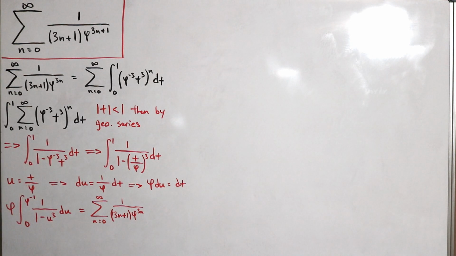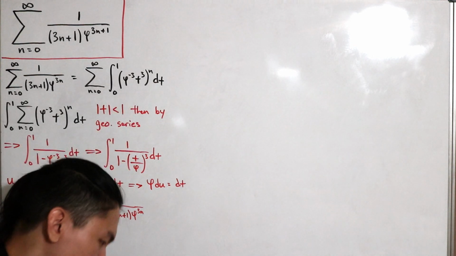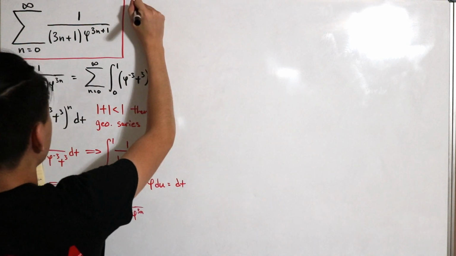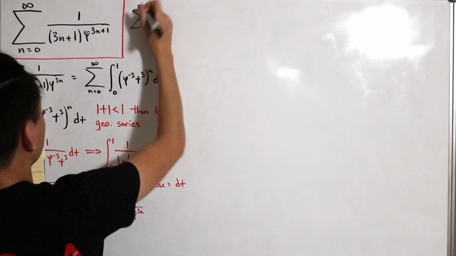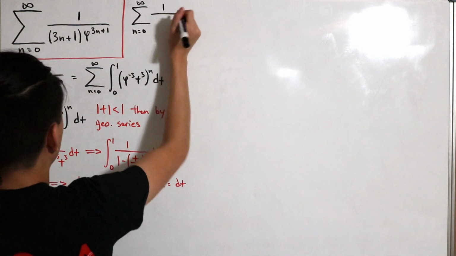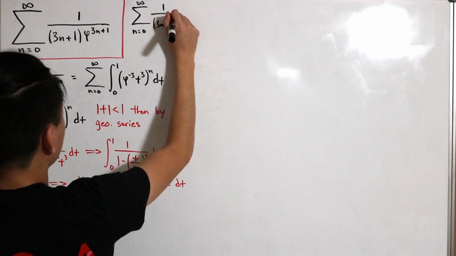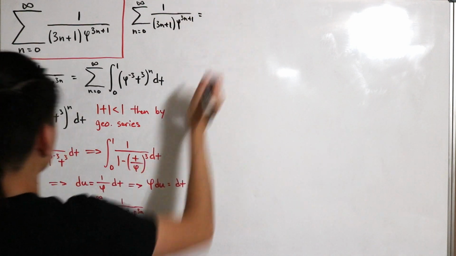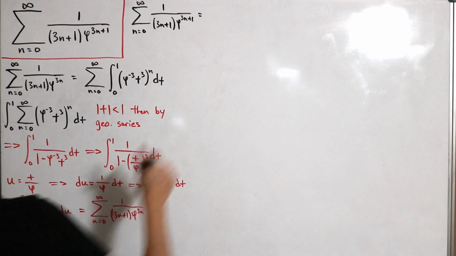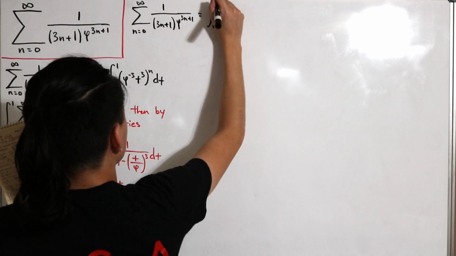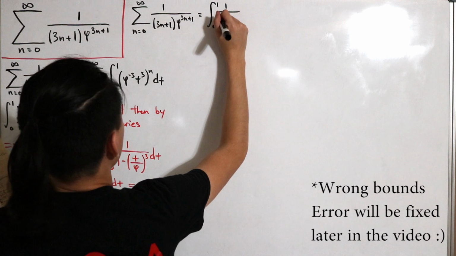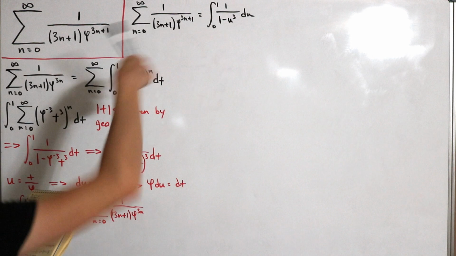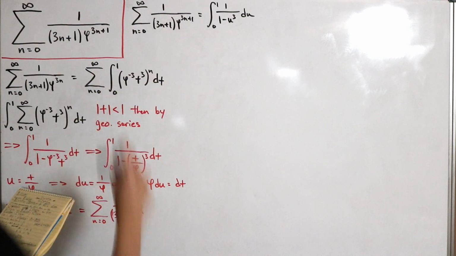And so therefore we can see that the integral we want to evaluate is specifically the problem that we are trying to solve. The infinite sum from n equals 0 of 1 divided by 3n plus 1, times phi to the power 3n plus 1, is simply equal to this integral, but without the phi constant: the integral from 0 to 1 of 1 divided by 1 minus u to the power 3, du. So it's smooth sailing from there, we just have to calculate this integral.